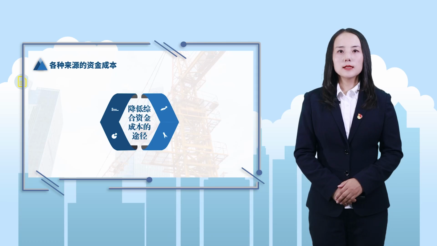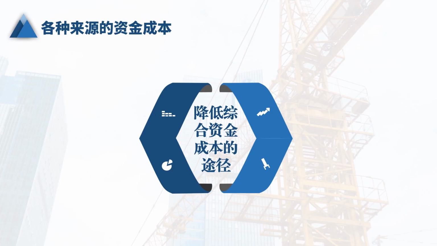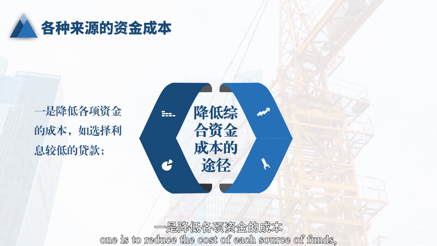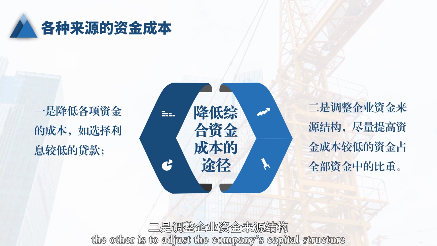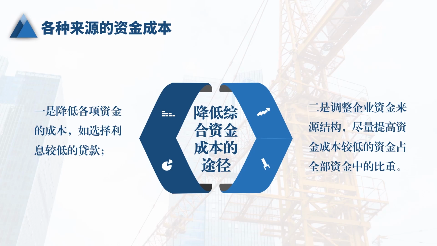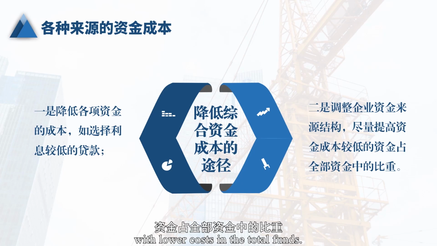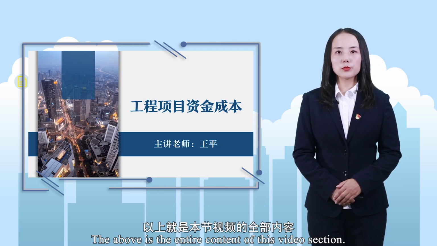Generally speaking, there are two ways to reduce the composite cost of capital. One is to reduce the cost of each source of funds, such as choosing loans with lower interest rates. The other is to adjust the company's capital structure and try to increase the proportion of funds with lower costs in the total funds. The above is the entire content of this video section.